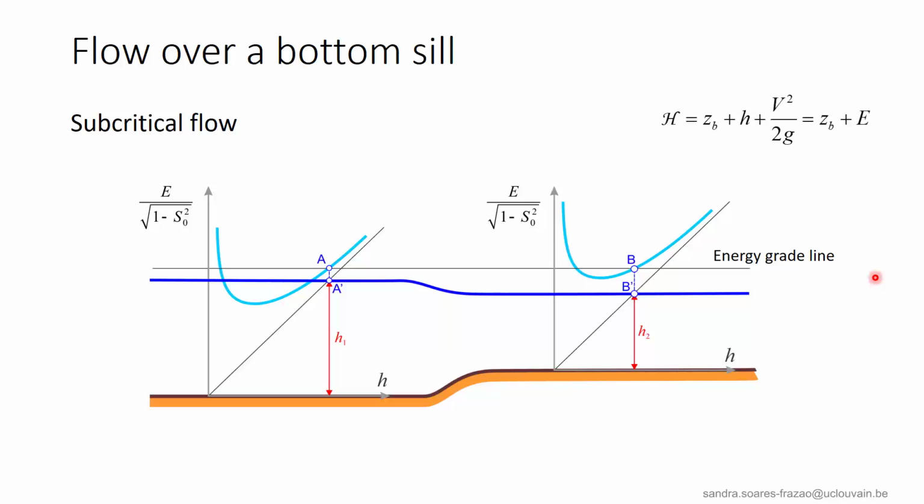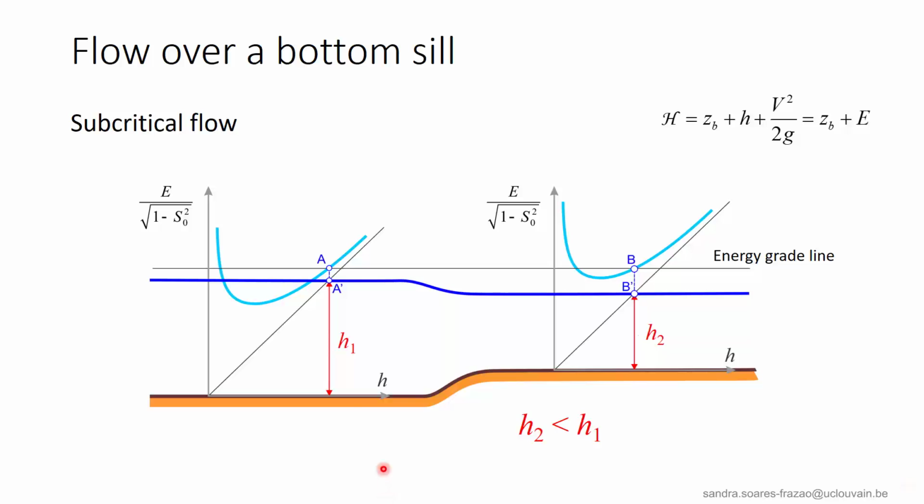If we represent the two specific energy curves as done here, each taking its origin at its bed level, the two curves represent in fact the total head and not only the specific energy, as we can see from the equation here. And if the channel is rectangular and prismatic, the two curves upstream and downstream from the bottom sill are identical. So we have exactly the same shape, but just shifted vertically by the height of the sill.